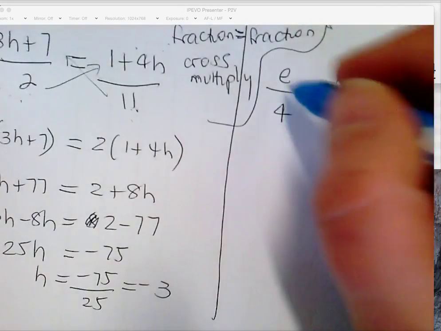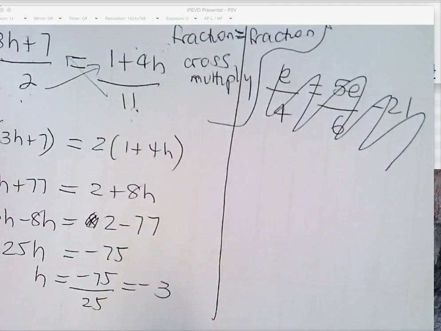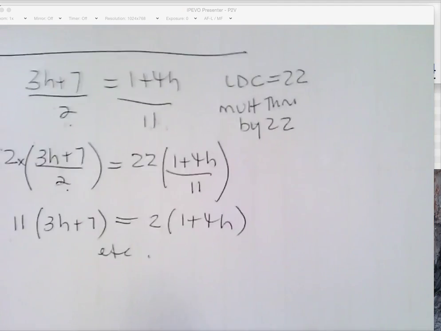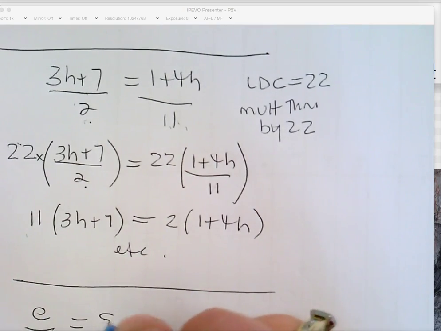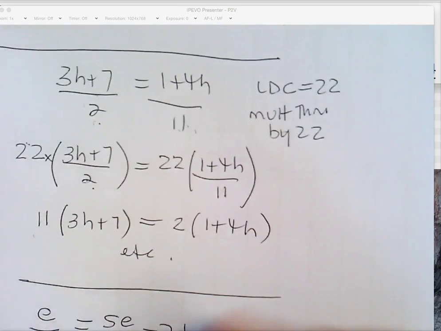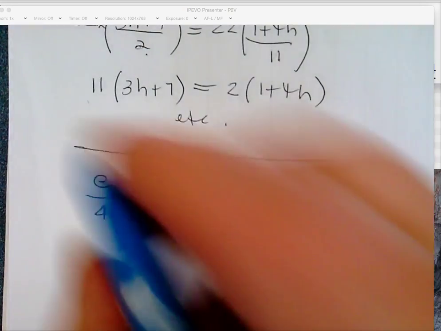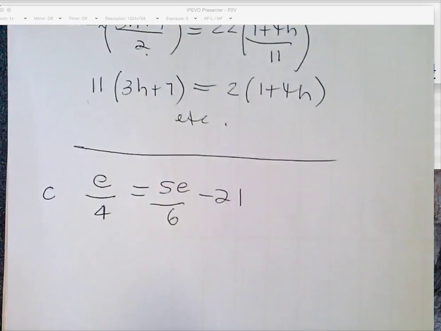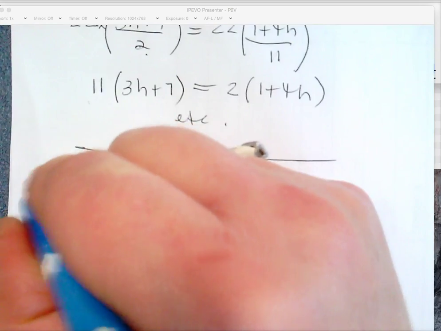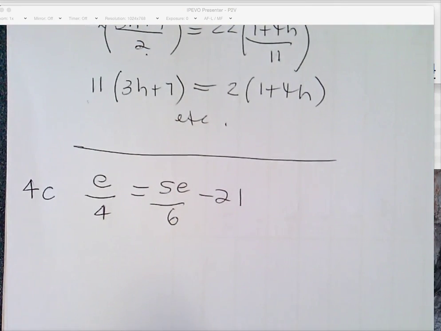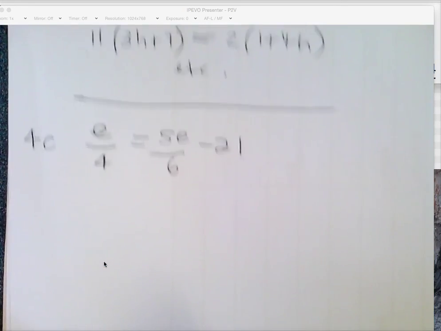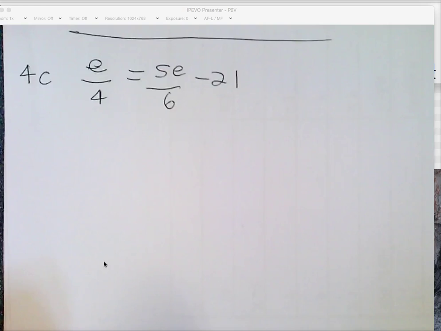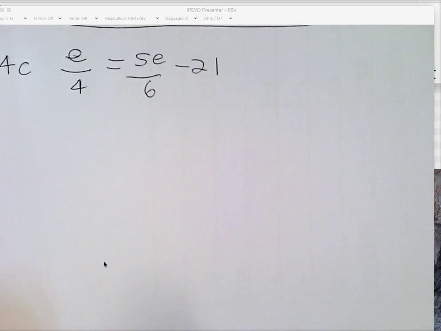Now, I'll write this out again. E over 4 equals 5e over 6 minus 21. This is question something C. Don't worry, it's somewhere there. 4C, 3C, I don't know. E over 4 equals 5e over 6. Girls, I've got fraction equals fraction minus something else.